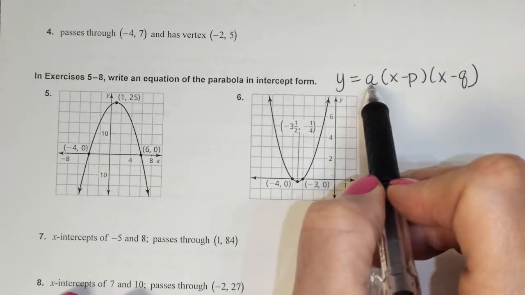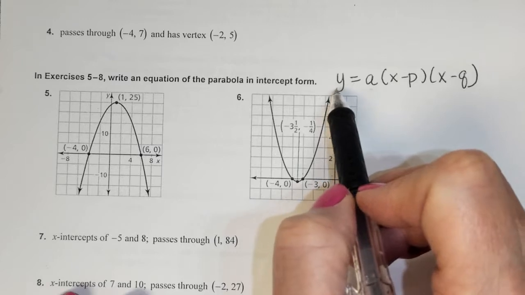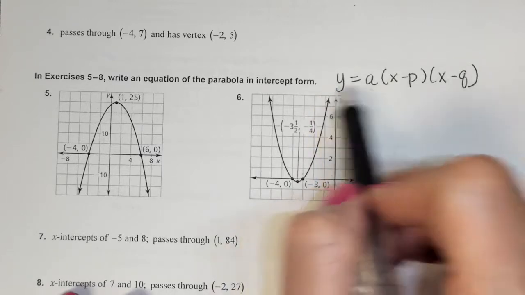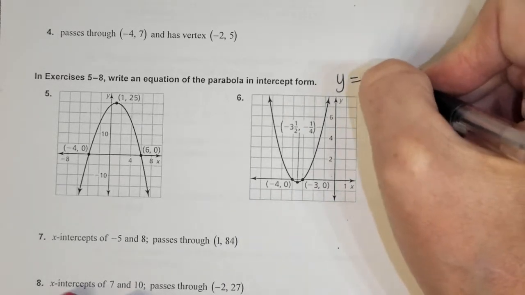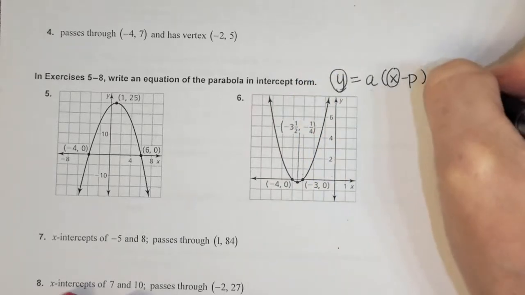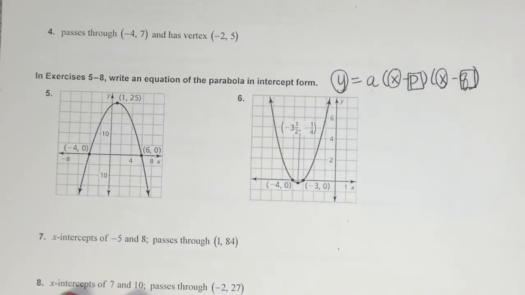Okay, so we have to figure out what A is. Again, that's our whole goal. We need to know A. So what am I going to have to substitute in for? X and Y, and also P and Q. So I'm going to have to substitute in here, here, here, here, everywhere except for A. That's the only way I can find A.